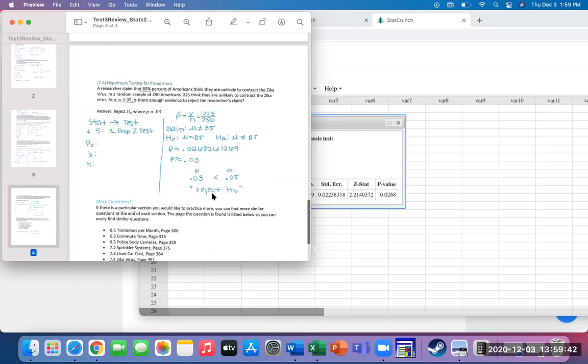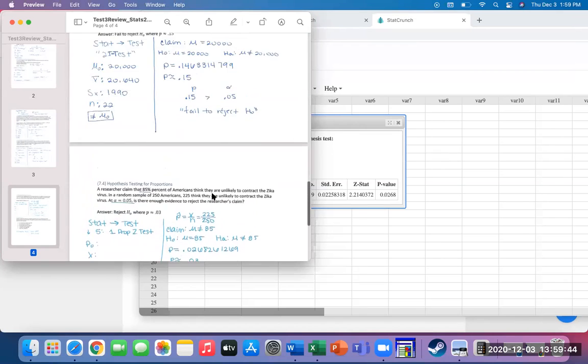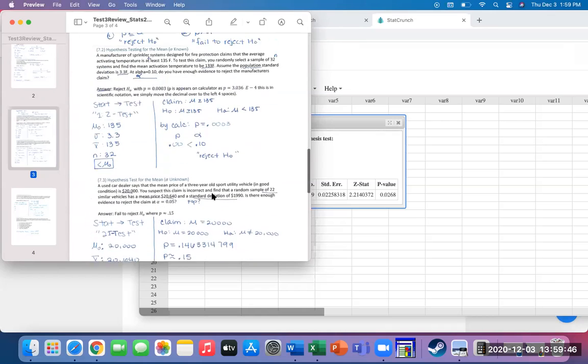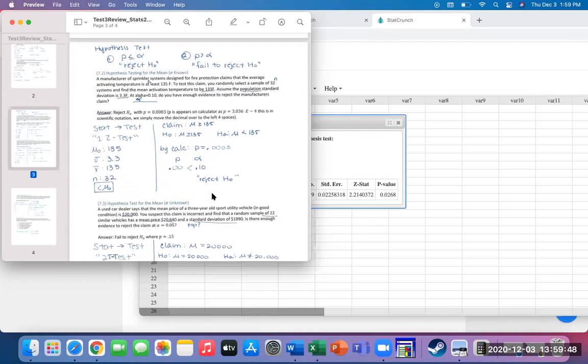So these are the 3 different types of hypothesis questions that you will see, and this is how you can tackle them using StatCrunch. Thanks.